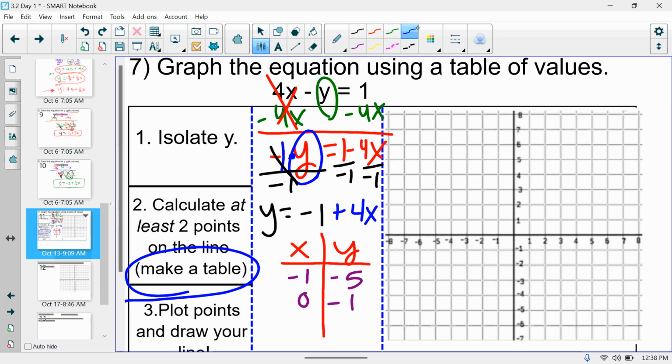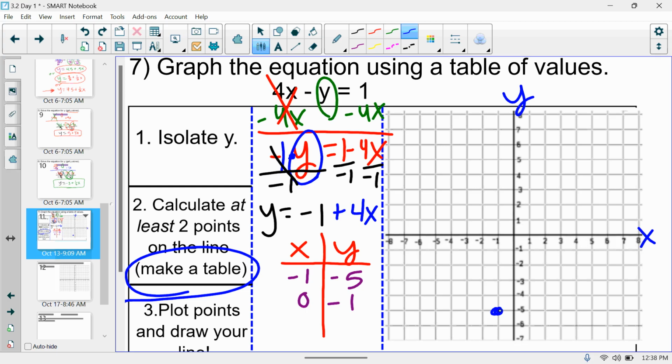Let's go ahead and plot those 2 points that we have now. That's step 3. So remember, this is the x-axis and y, right? If we have -1, 5, we always go left or right first. So we go to the left 1 and then down 1, 2, 3, 4, 5. Our first point is going to be right here.